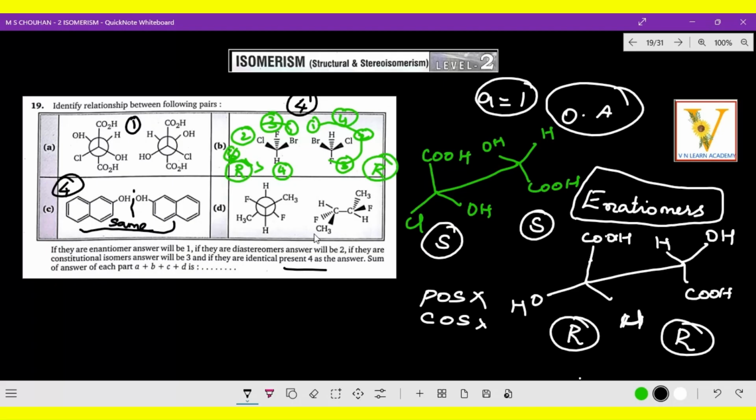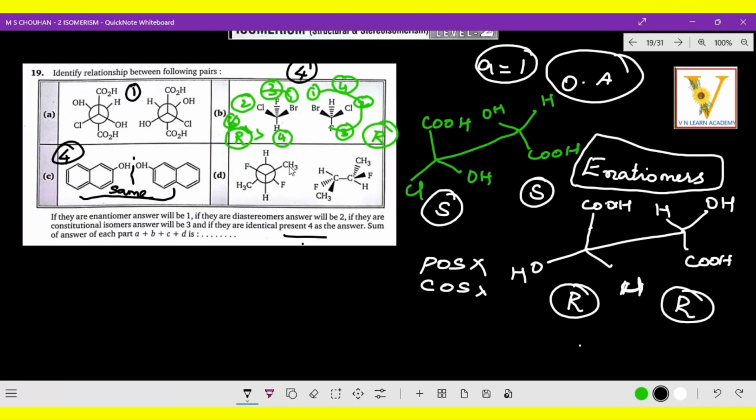And for this one, they have given another Newman's projection. Easily we can identify fluorine, CH3, and hydrogen on the front carbon, and CH3, H, and fluorine on the back carbon. Come on, let us check whether this is the same or different. This carbon has fluorine attached with the dash, CH3 attached with the wedge, and hydrogen. This is the front carbon. CH3 is a wedge, fluorine is a dash, and hydrogen is down.